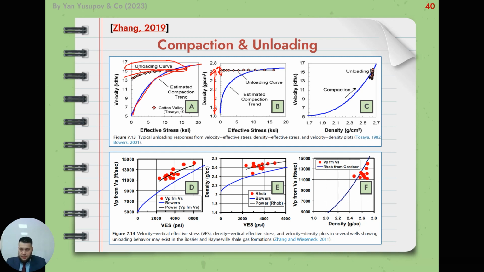Zhang and Wieseneck studied the relationship of pore pressure, vertical effective stress, and corresponding P-wave velocities and densities in the Bossier and Haynesville shale gas formations, United States. Unloading may exist in the lower figure compared to Bowers' loading curve.